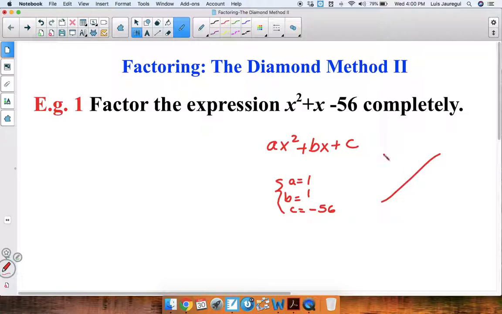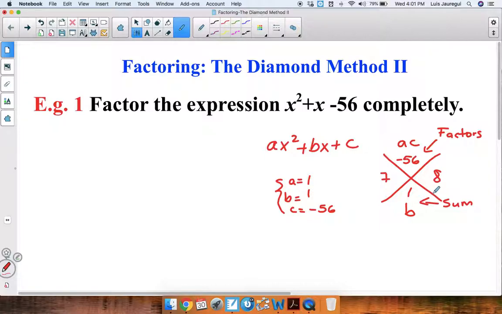So now using the diamond method, we're going to multiply a times c here and we're going to get b. a times c in this case happens to be 1 times negative 56, which will give us negative 56. And your b value happens to be 1. So we're looking for factors of negative 56 that add up to 1, or whose sum is equal to 1. And yes, you're right. We're going to use a 7 and an 8.